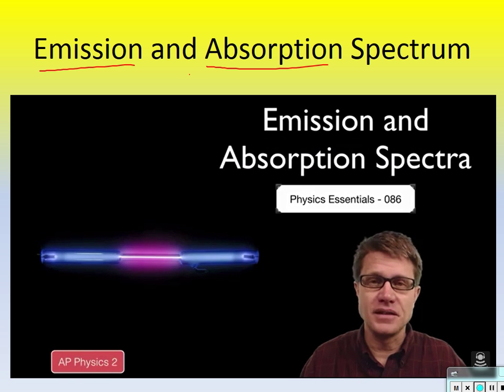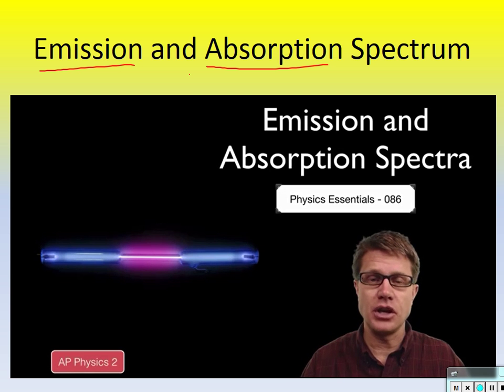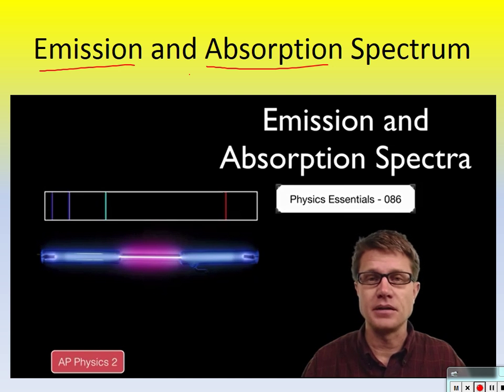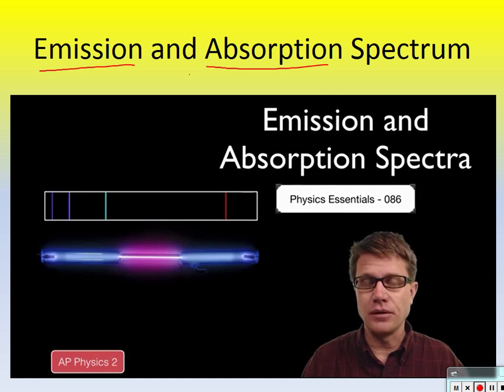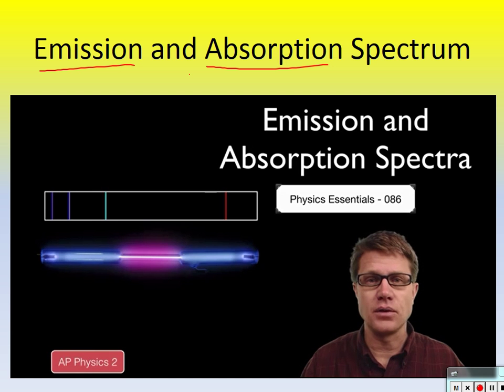Hi, it's Mr. Anderson, and this is AP Physics Essentials Video 86. It's on emission and absorption spectra. If we were to take a gas like hydrogen and put it in a discharge chamber and shoot electrons at it, it's going to give off light that looks like this. If we were to analyze that light, if we were to split it in a prism, it would look like this. So instead of being a rainbow of light, we're going to get these discrete units of light, or these discrete photons that are carrying discrete amounts of energy. And this was puzzling to scientists for a long time.